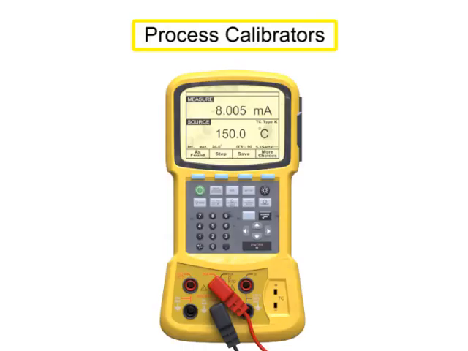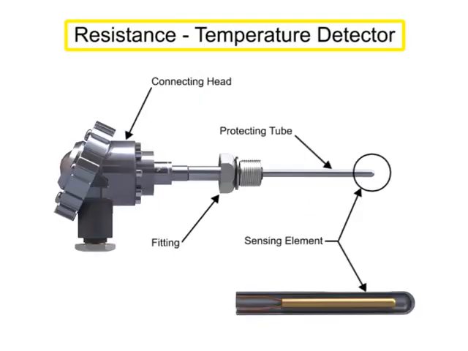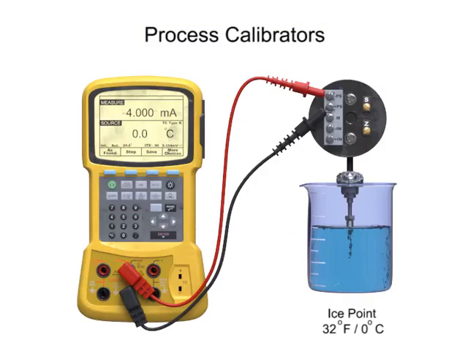Process calibrators are used by technicians to measure and calibrate sensors and transmitters. Using an RTD, or resistance temperature detector, as an example, the initial step of calibration is verifying the accuracy of the temperature sensing device. To perform the measurement, the process calibrator is programmed to the specific RTD type.